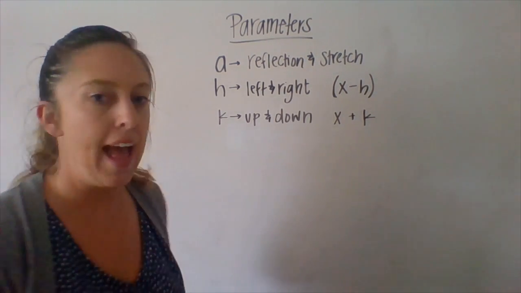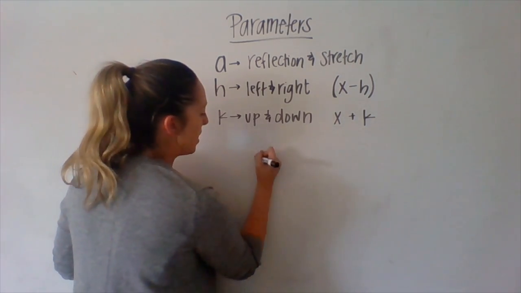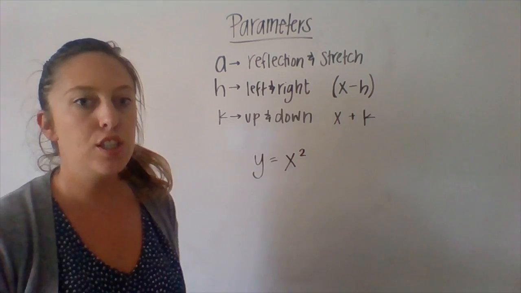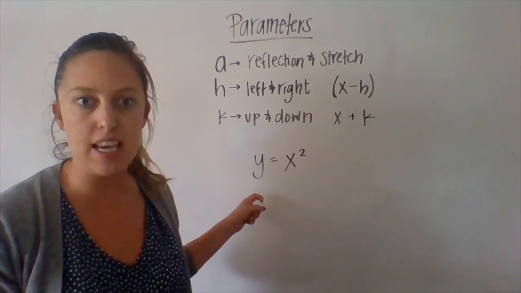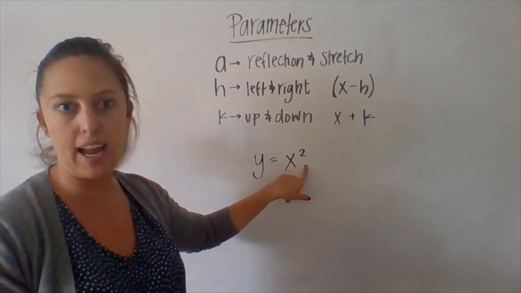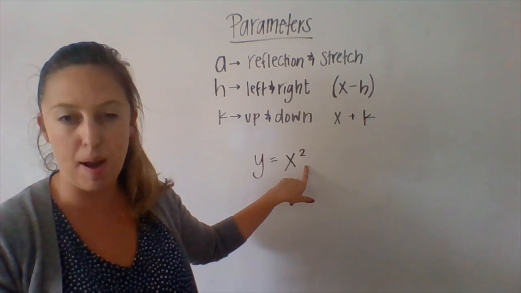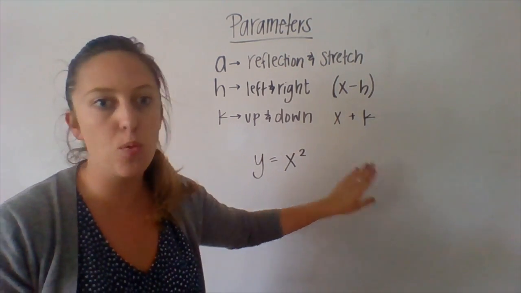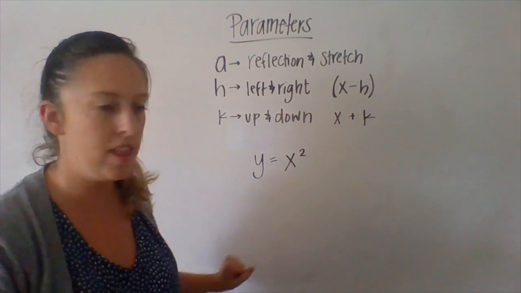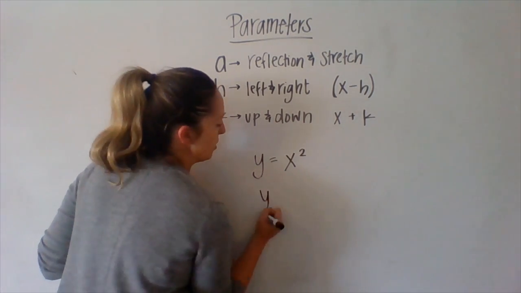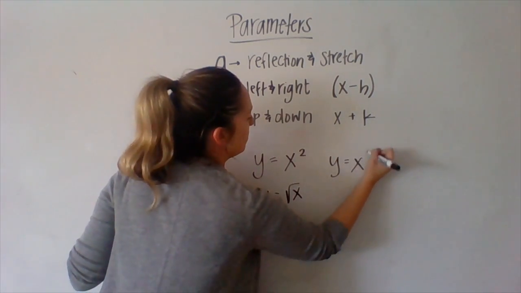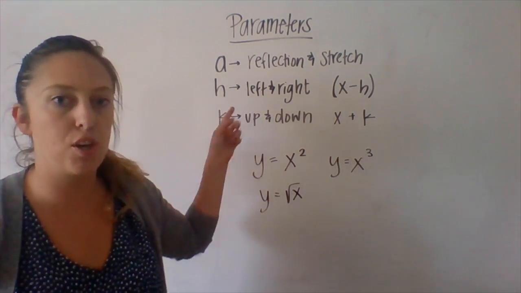parent function, and the parent functions just have something happening to y. They don't have any constants or numbers. So one of the most famous parent functions is this one, which we should look at in c², and know that this is going to be a parabola. Our parameters work the same no matter what parent function we're working with. So we could start with x², we could start with the square root of x, we could start with x³. Any of these parameters are going to work the same way.